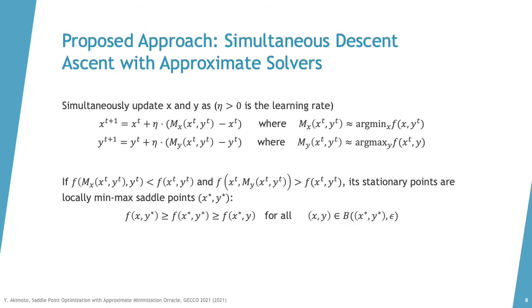One thing that we can easily see from this update formula is that if the approximate solvers are guaranteed to improve the solution over the current iterate every time, then the stationary points of this update formula are all locally minimax saddle points, which are local minimum in X and local maximum in Y. So it's nice. However, whether it converges or not is not trivial to answer.